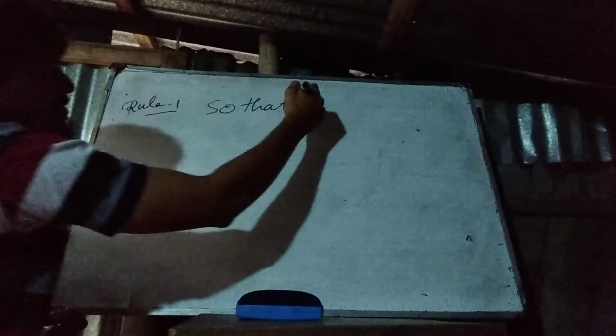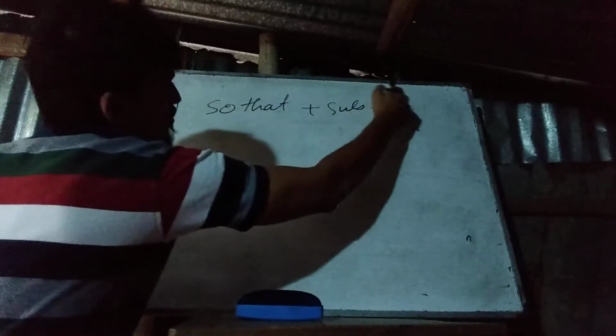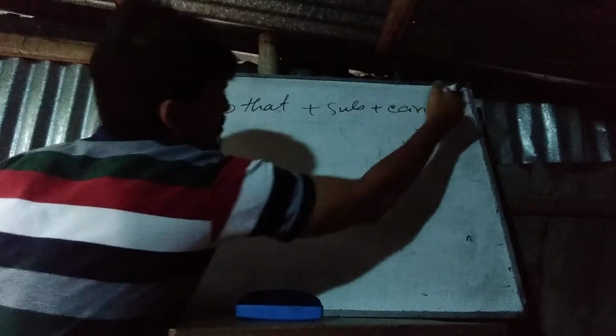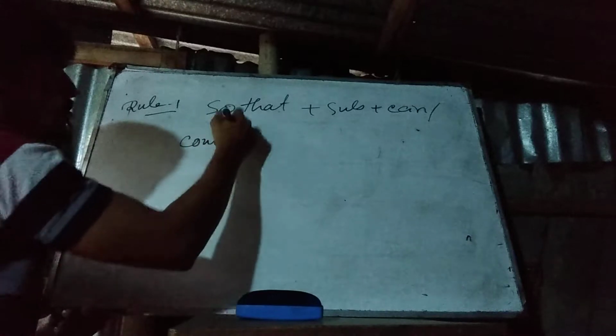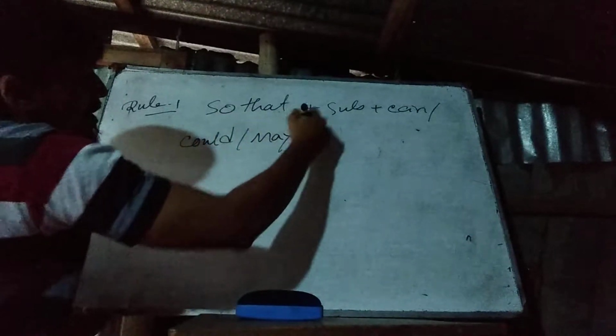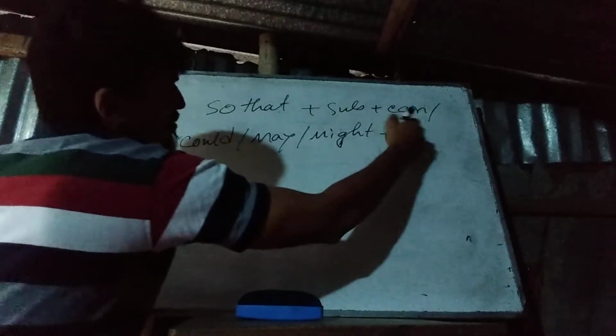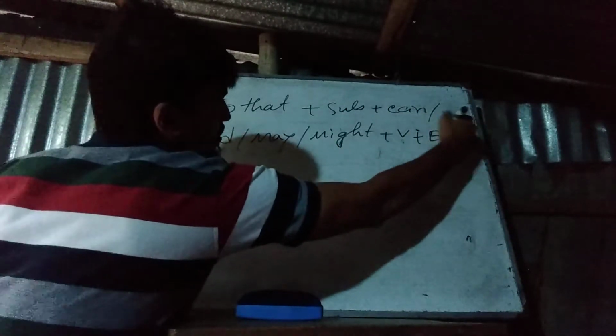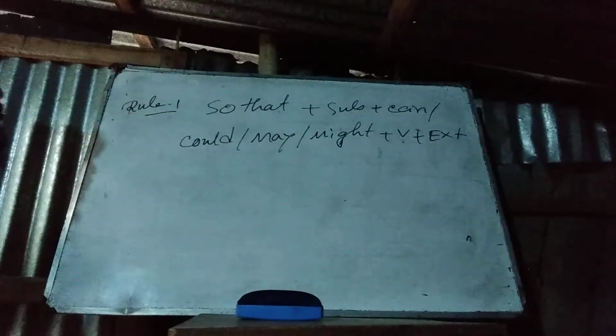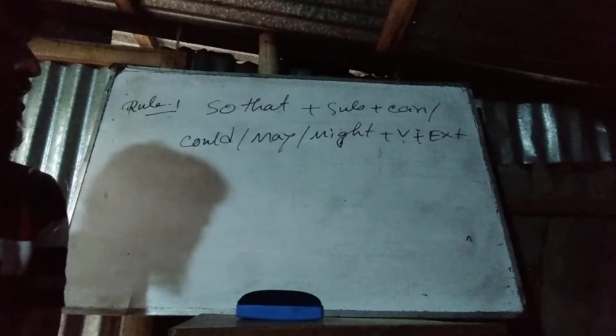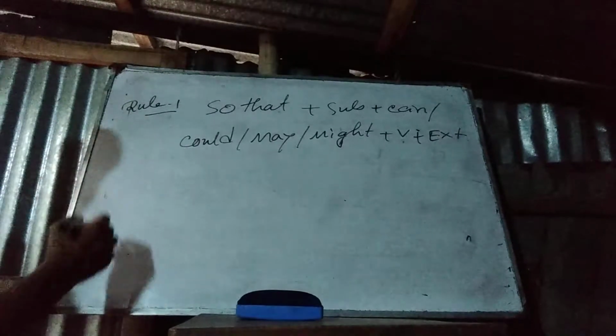So Rule 1: so that plus subject plus can, could, may, might plus verb plus extension. So that plus subject plus can, could, may or might plus verb plus extension. So look at the example.